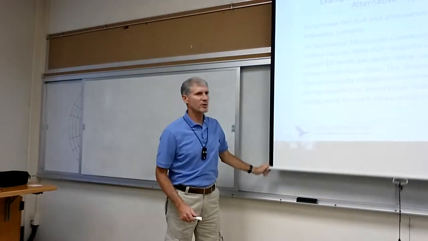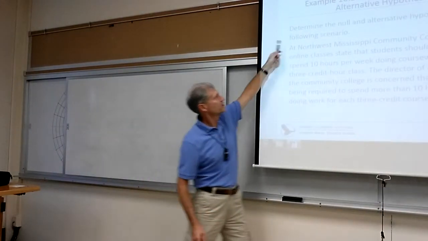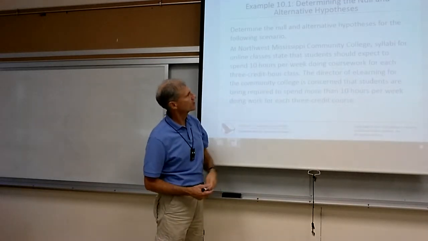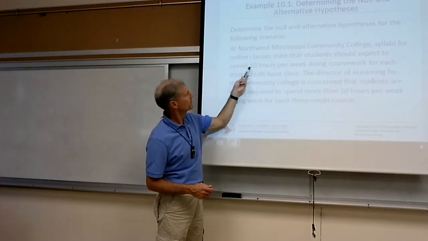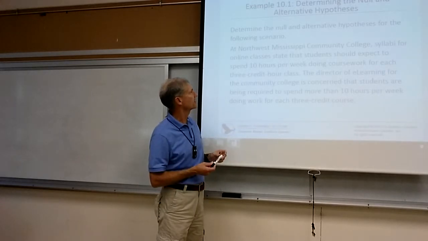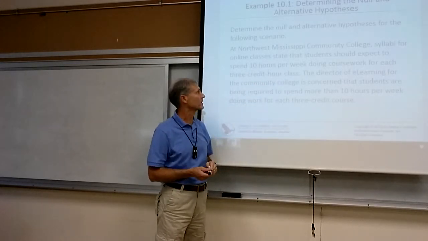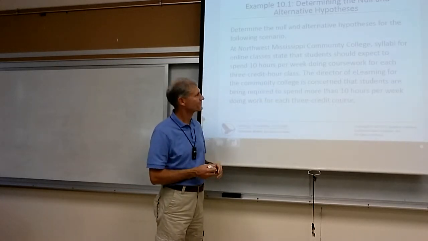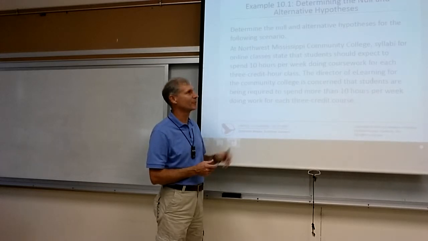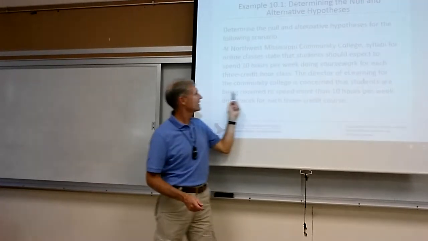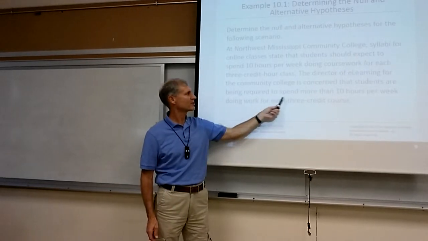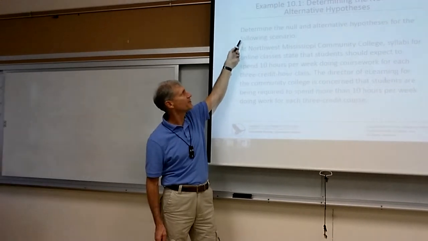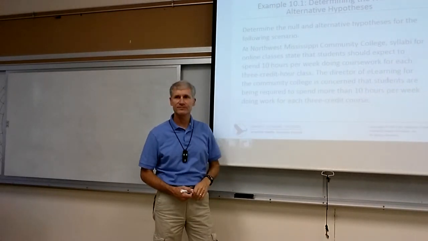Here are some of the homework problems that you're going to have to do. They'll be kind of like this. Determine the null and alternative hypotheses for the following scenario. At so-and-so community college, the syllabi for online classes state that students should expect to spend 10 hours per week doing coursework for each 3-credit hour class. You've heard this before, right? I think my online students would say, oh, it's way more than 10. The director of e-learning is concerned that the students are being required to spend more than 10 hours per week. Determine the null and alternative hypotheses for this scenario.